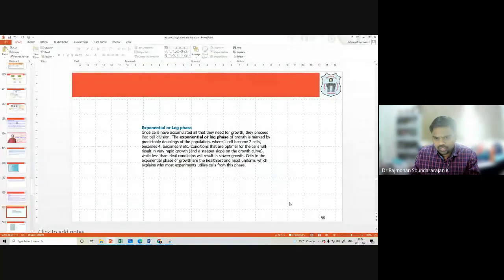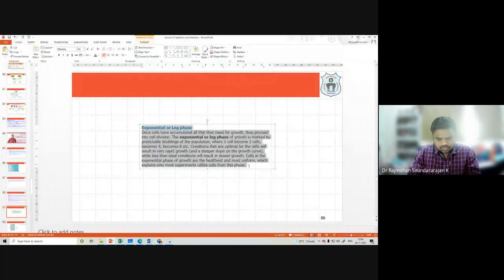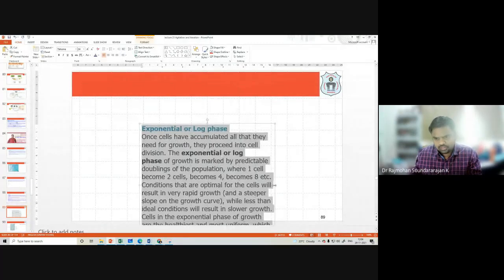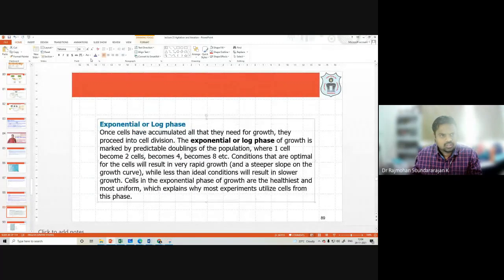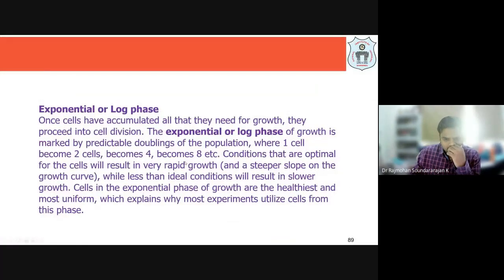So that's what takes place in this phase. During this phase, this multiplication is what takes place. Whatever cells are present in this exponential phase of growth, they are the healthiest ones. They all have similar conditions because they have uniform characteristics, which I will be explaining.